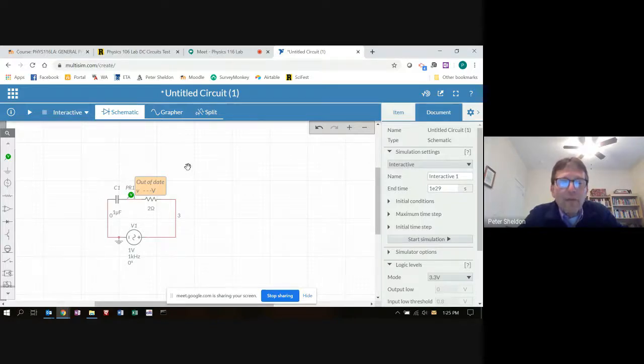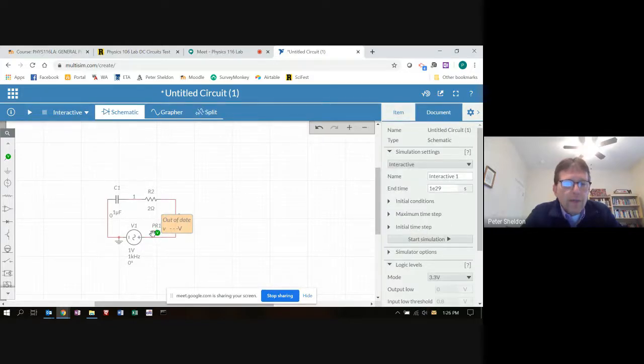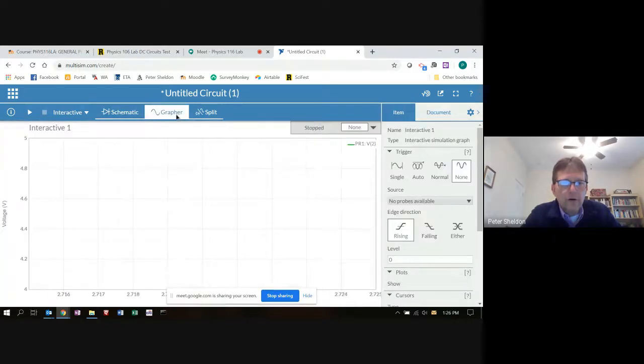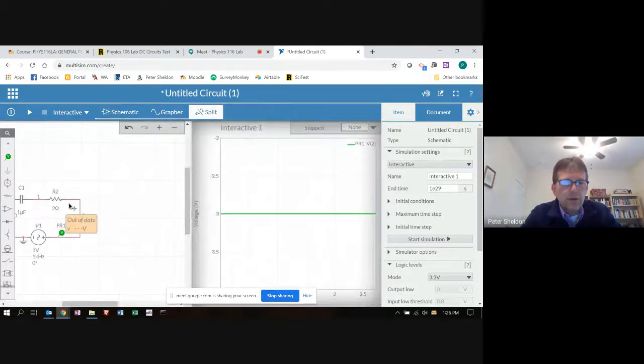Now remember for the RC circuit that we are putting in an AC voltage. Let me actually move my voltage probe to here so that I measure the voltage just across the output, across my AC voltage. So now we need an oscilloscope. The oscilloscope is just the grapher. I'm going to click grapher, and there's the graph. Let me go back to my schematic. There's my circuit, and we can split the screen so we can still see the circuit and see the graph.